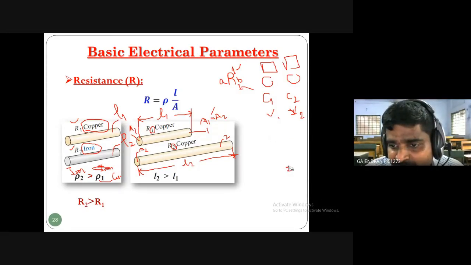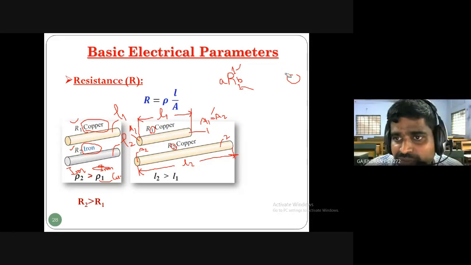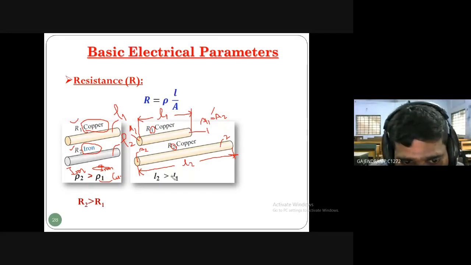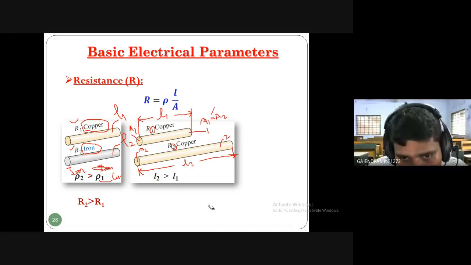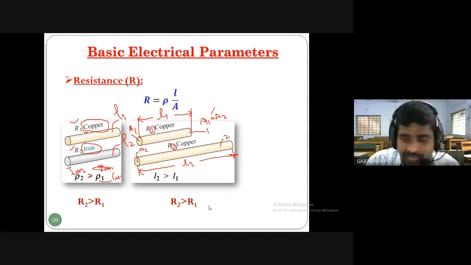Now you tell me which resistance is more, R1 or R2, in the second image. Please give the answer. R2, sir. You need to justify. Since length is directly proportional to the resistance of the material, R2 is greater than R1. Is it clear? Okay, sir.